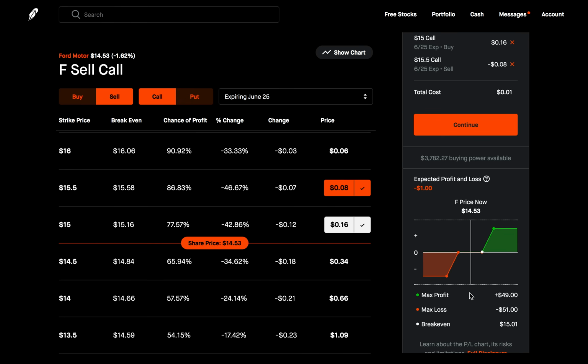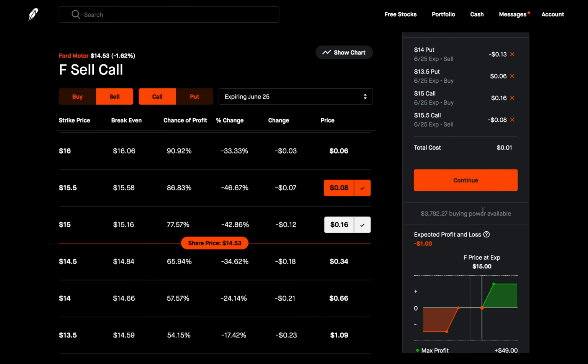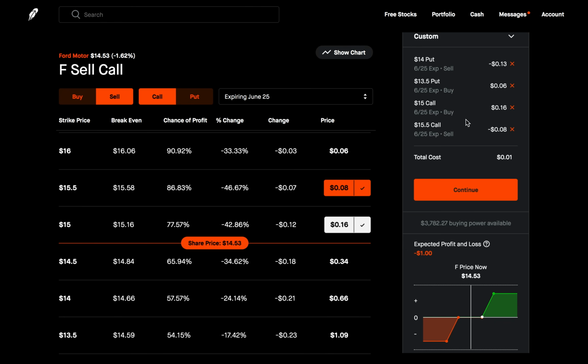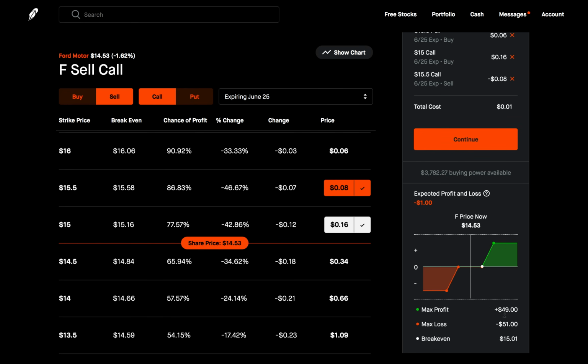And so when it comes to this, our max potential loss is going to be the highest call strike, the call that we're selling, the 15.50, minus the low strike of the call, the 15 strike. So 15.50 minus 15 is 0.5. You multiply that by 100, that's 50. You add the premium that you're paying, which is $1. So $51 will be our max loss.